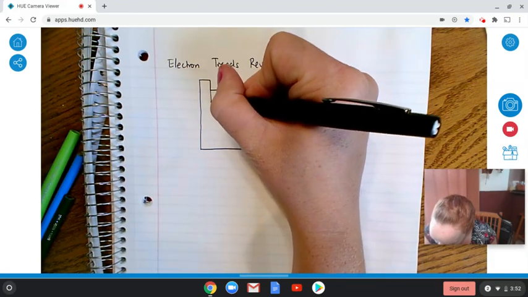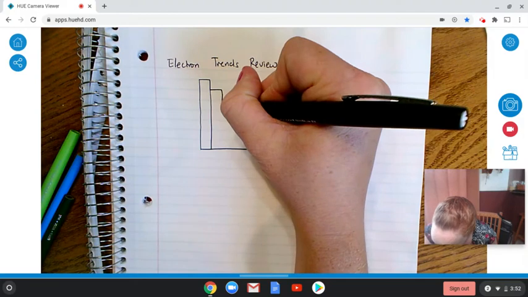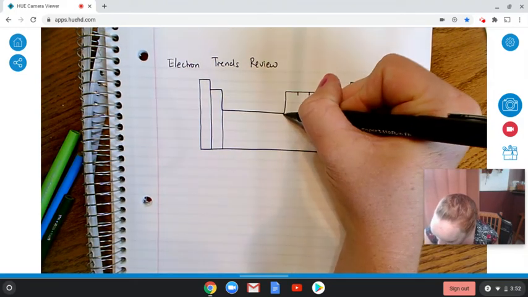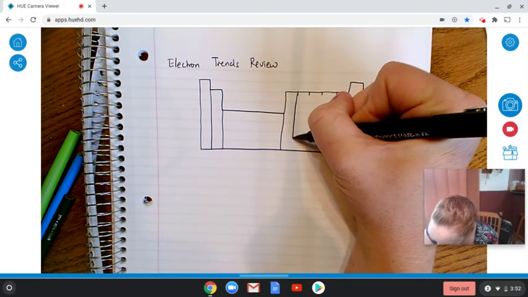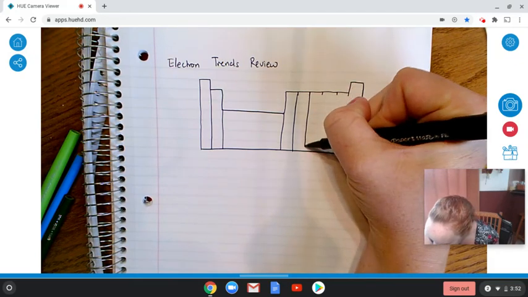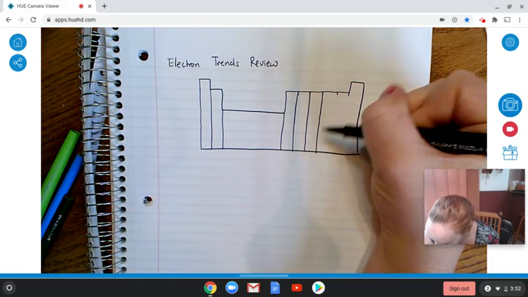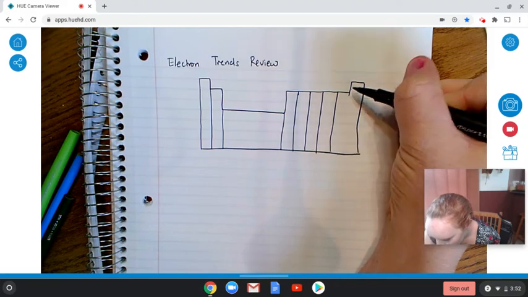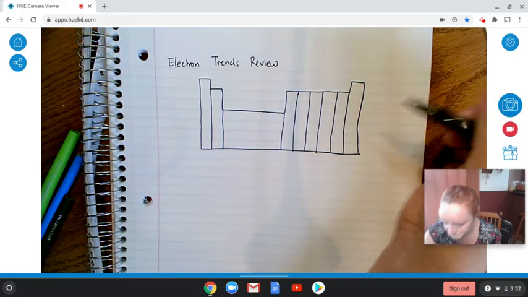And then I actually want you to drop the columns down. So just go ahead and fill them in. That way we have a nice visual reminder. We're looking at columns and how electrons behave within columns.